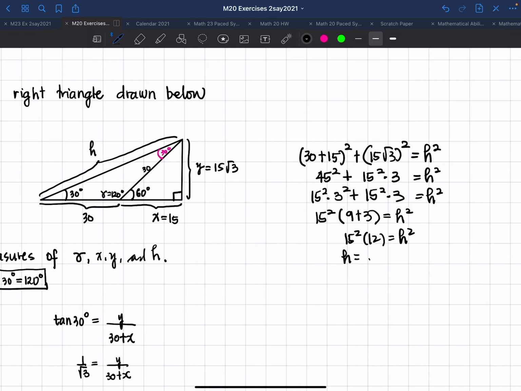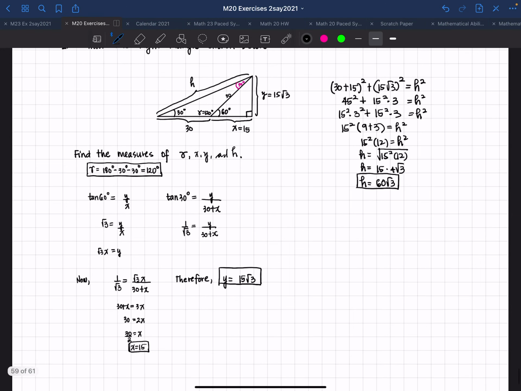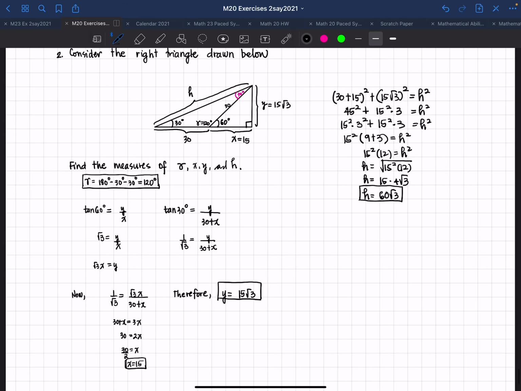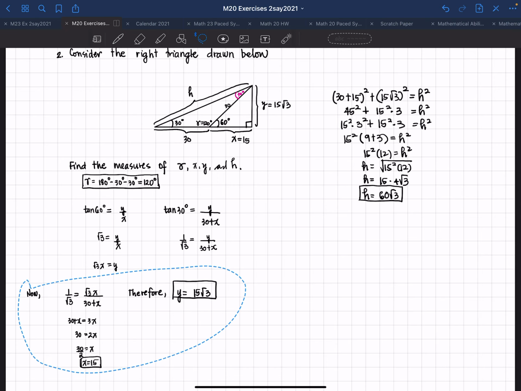So h is square root of 15 squared times 12. Square root of 15 squared is 15. Square root ng 12 ay 4 square root of 3. Or h is 60 square root of 3. Okay? Actually, pwede nyo rin gamitin yung cosine law to solve for h. Sige, kung alternative solution lang naman na usapan, ibigay na rin natin.